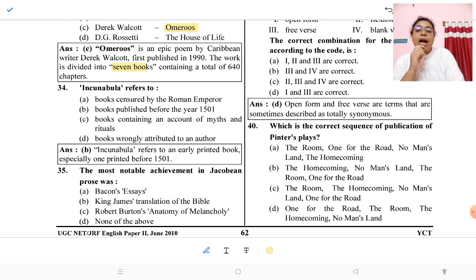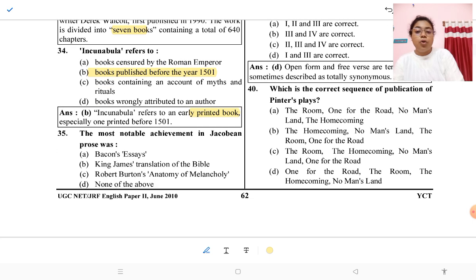Then, incunabula refers to books published before 1501. This is a famous, important question, because most of the time they ask it. Incunabula refers to an early printed book, especially one printed before 1501.